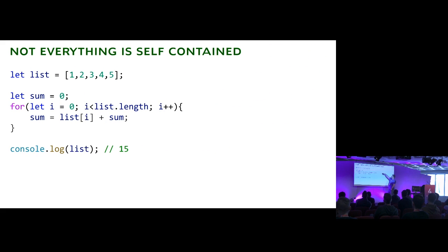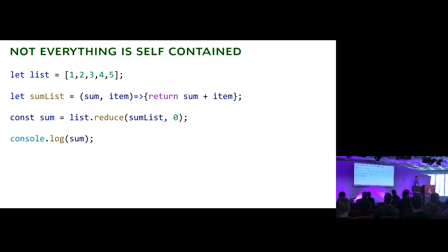Remember when we did the sum thing? Not everything is self-contained. Sometimes you have to do things outside. There's a function for this. There's an array function called reduce. What reduce does is it's the same thing as the map. It's going to run on everything, but it's going to pass in a value that starts with 0 here. So I've got the item, and here's my running total, my running sum. Then I'm just going to add the item to the sum, and at the end, it's going to spit that out.